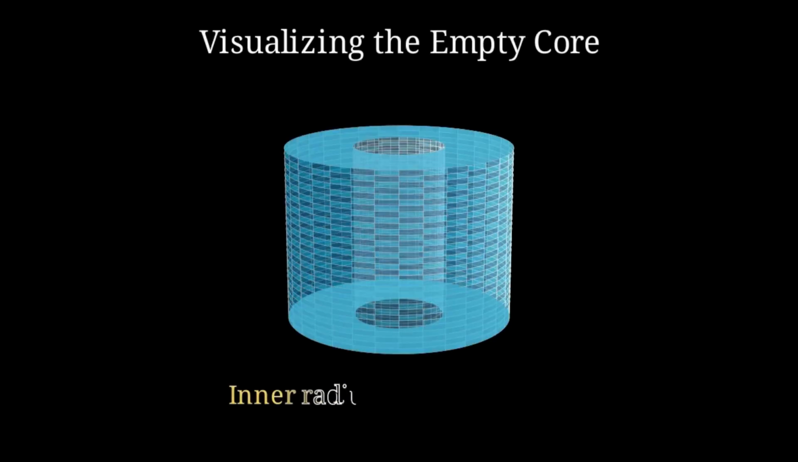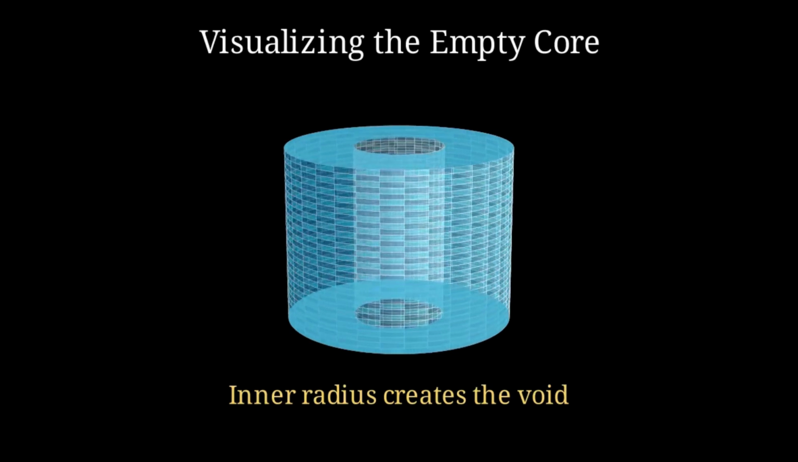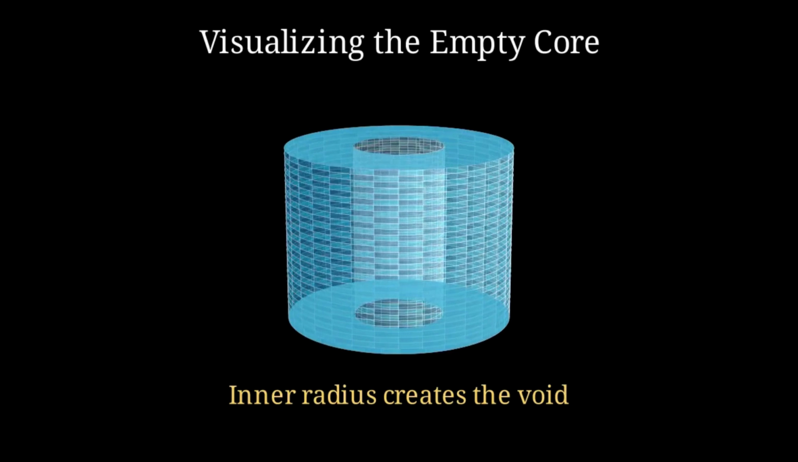Visualizing the result helps verify your work. The inner radius always corresponds to the empty space or hole in the solid. If your inner radius is 0, you have a solid disk. If it is non-zero, you have a washer. Always ensure your inner radius is smaller than your outer radius over the entire interval.